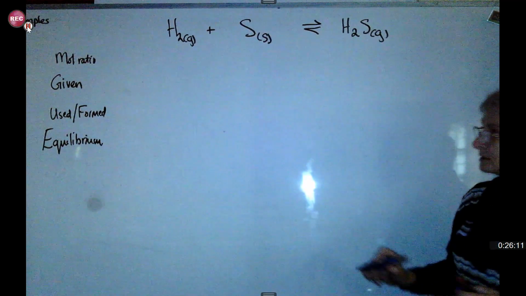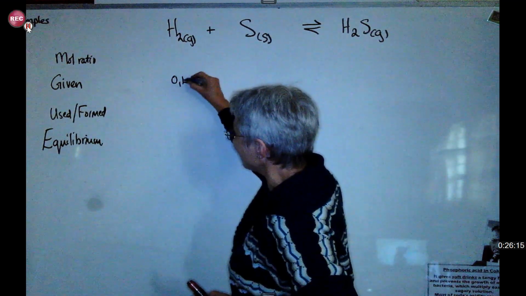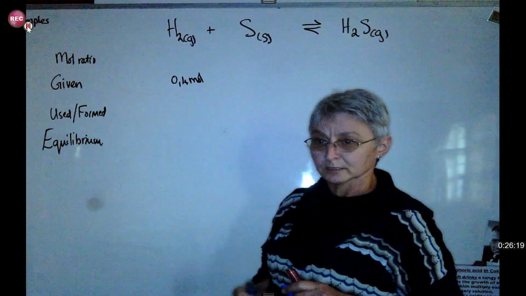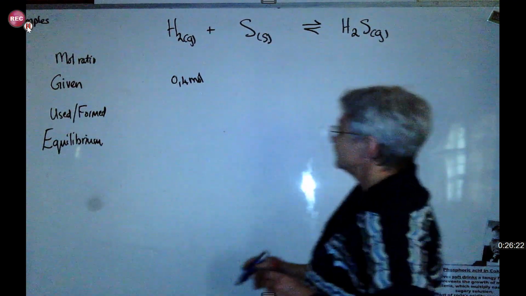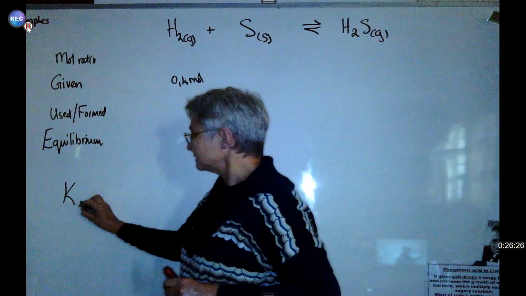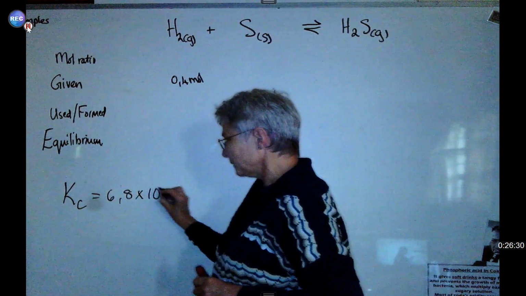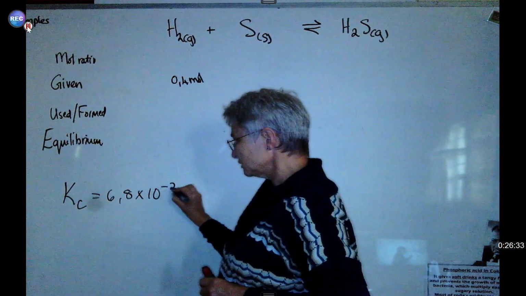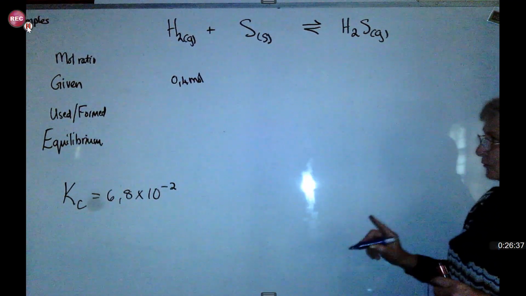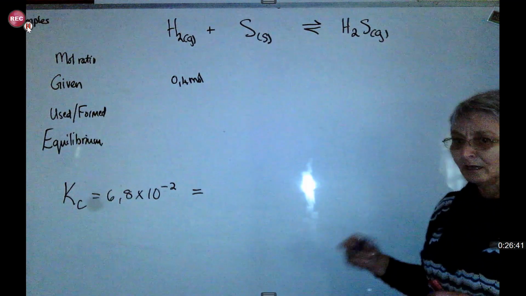They give us 0.4 moles of H2. Is that all they give us? Kc is 6.8 times 10 to the power negative 2. Okay, so if I've got the expression for Kc, maybe I can get somewhere.